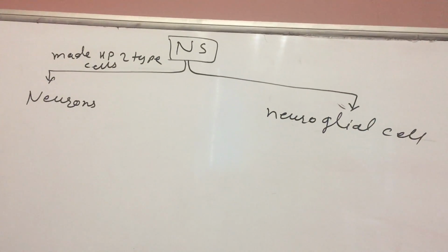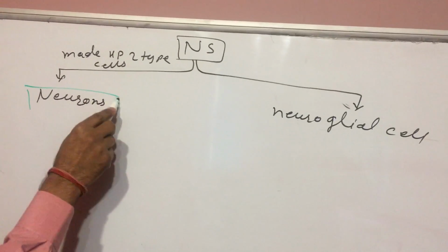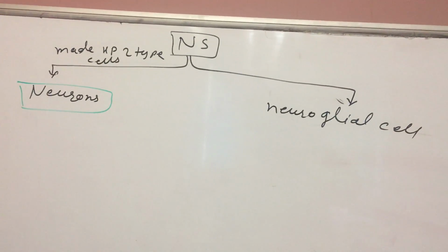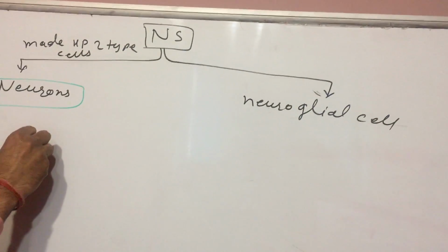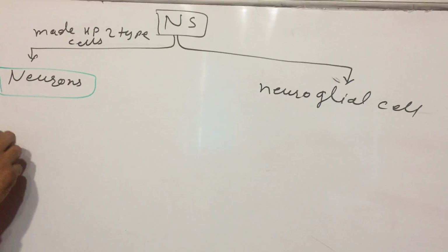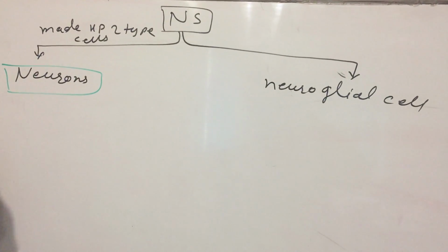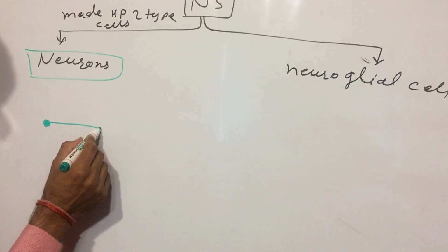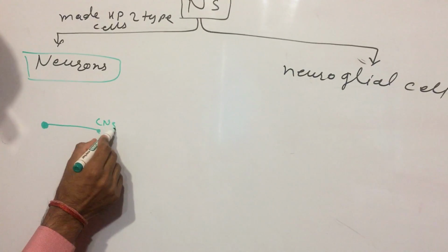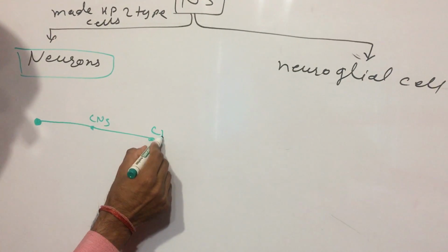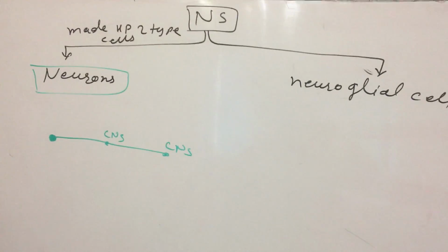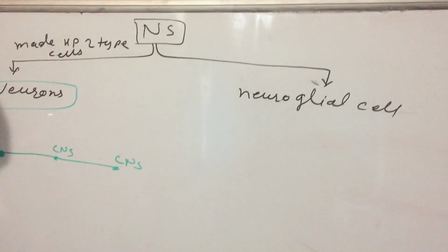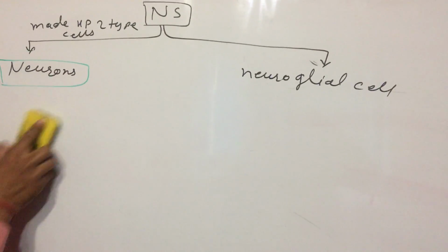The neuron has the real function of conducting information. The neuron collects the information and carries it from one area of the nervous system to another area of the CNS. This work is done by the neuron. Glial cells we will discuss sometime later. So first, the neuron.